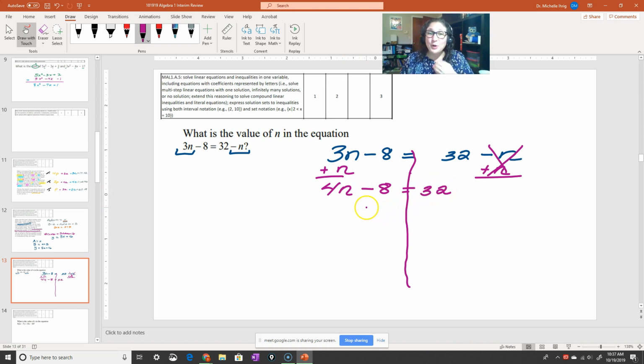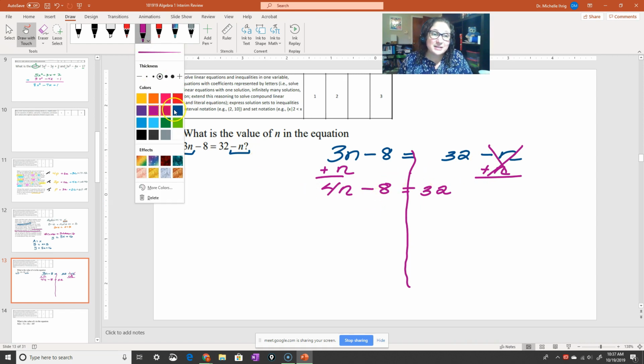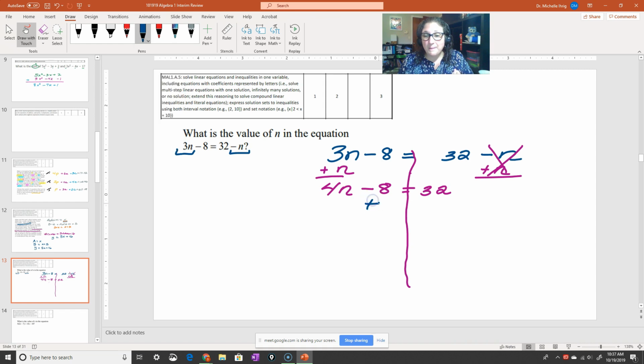Now I have all my n's on one side. So I'm going to move the 8 to the other side, and we're going to do the inverse operation, the opposite operation. See how this was negative? Here it's -8. So now I need to do the opposite of subtracting 8, which is adding 8. And again, whatever we do to one side, we always have to do to the other side.